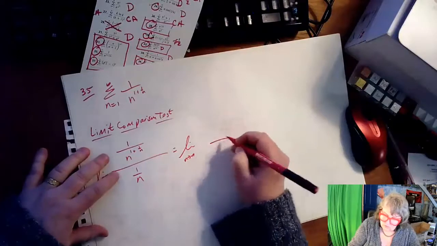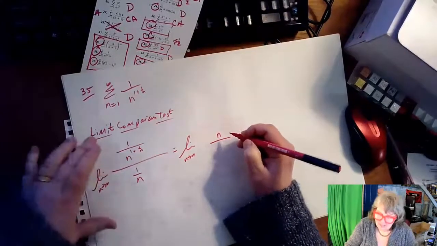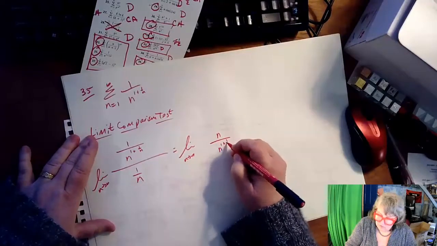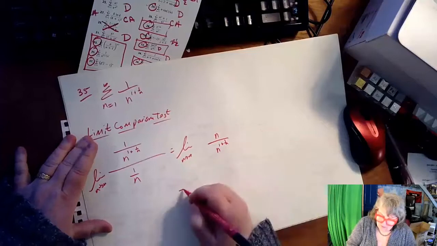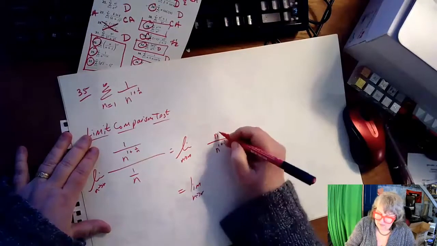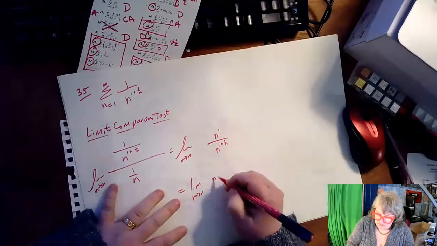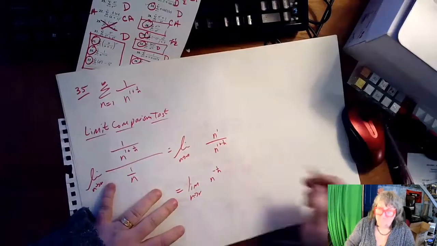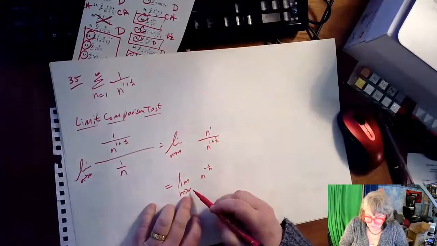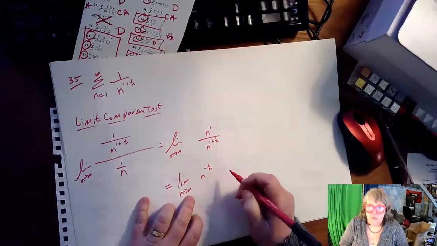So on top, I have an n, because this is going to flip. And on bottom, I have n to the 1 plus 1 over n, which simplifies. This is n to the 1, this is n to the 1 plus 1 over n. This gives me n to the negative 1 over n. And as n goes to infinity, I have infinity to the 0, another indeterminate form.